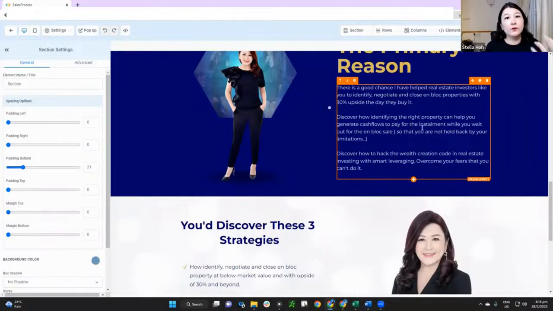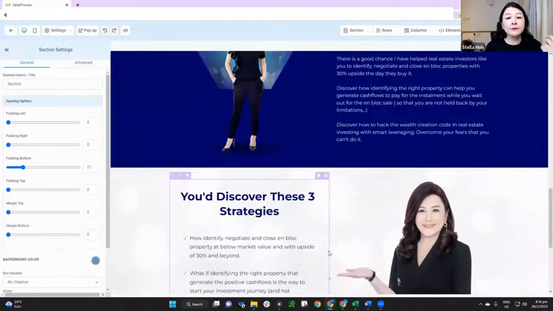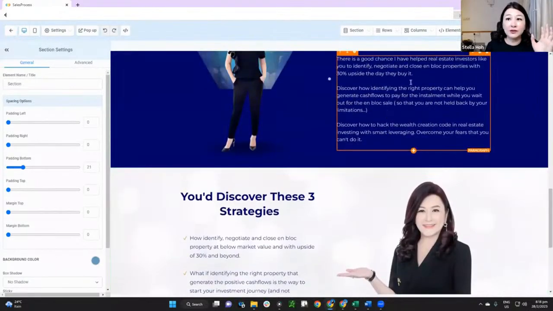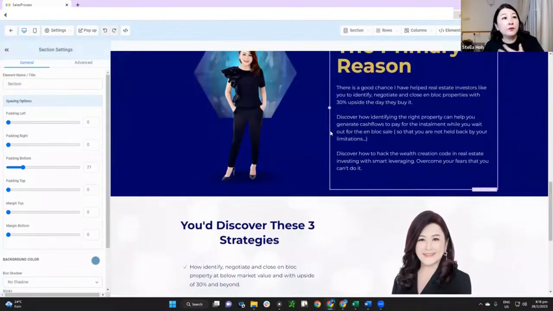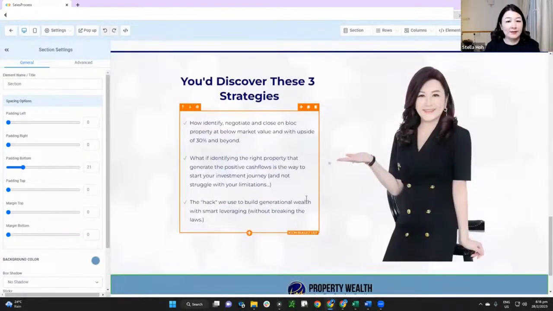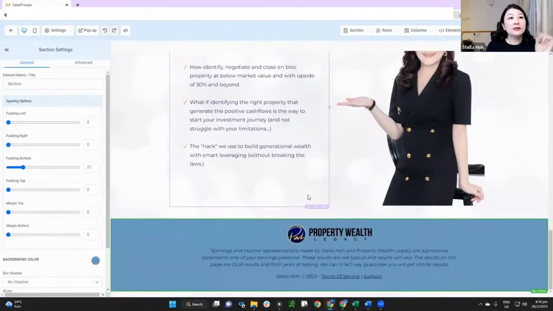3 secrets, worded differently. And then it's still repeated here. Okay, but slightly different. You can see, good chance. The primary reason you want to work with me is because I've done it before. Okay, that's the reason why that's the face there. The 3 strategies are this, the hack. Why does it help you struggle, clear your limitation whatsoever? So this is the second page.